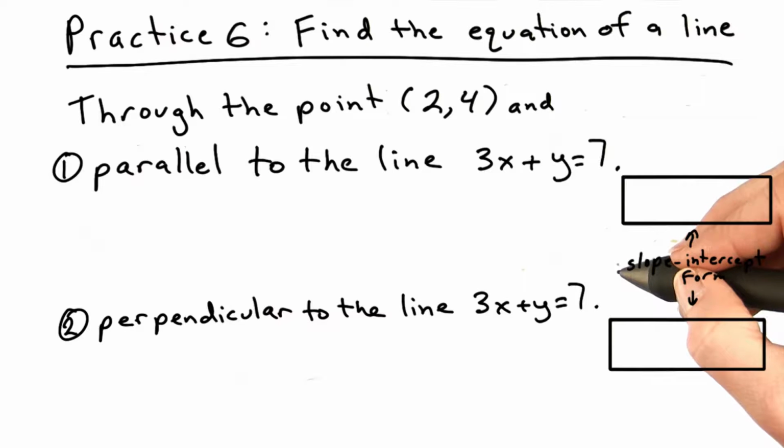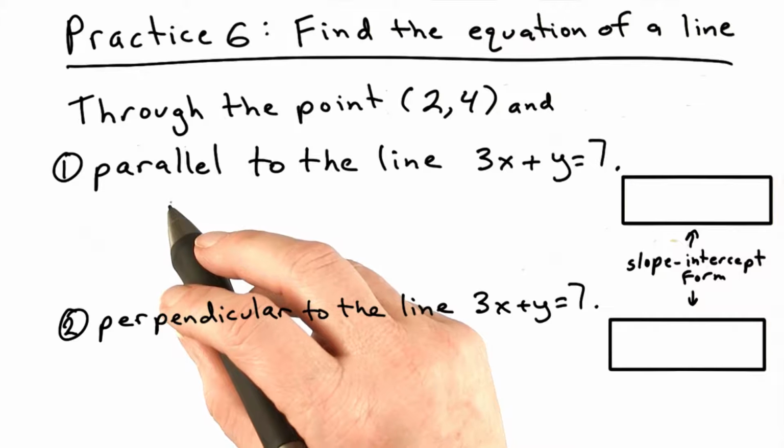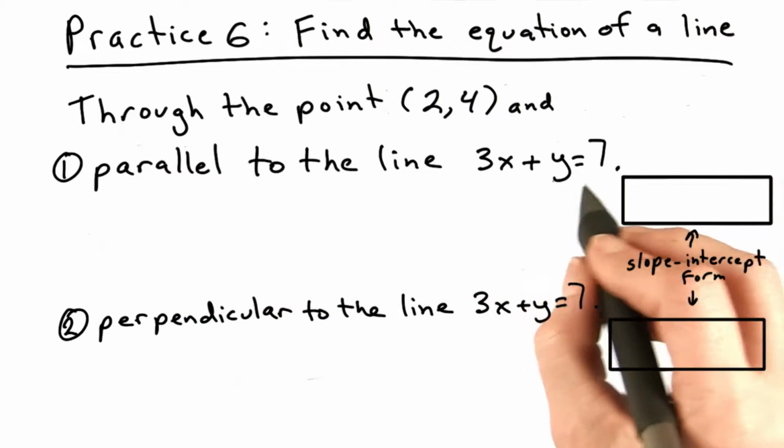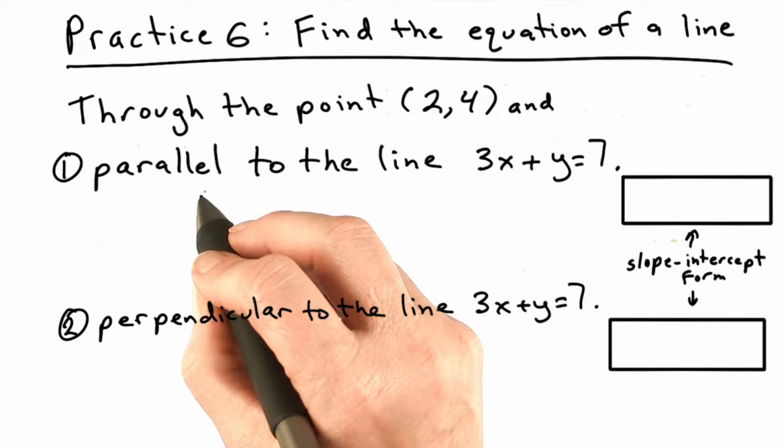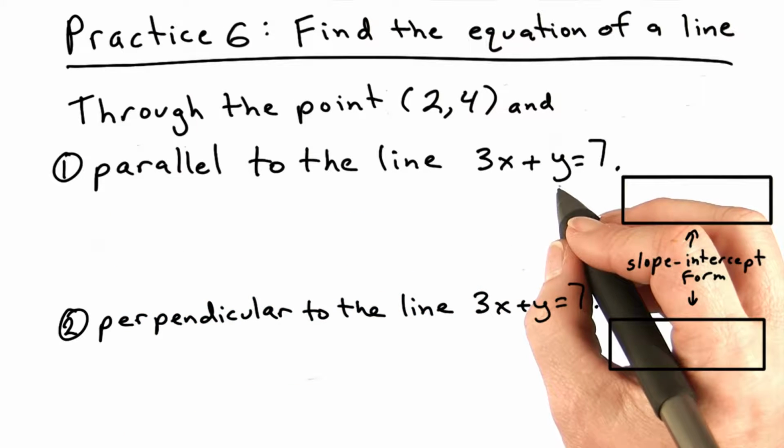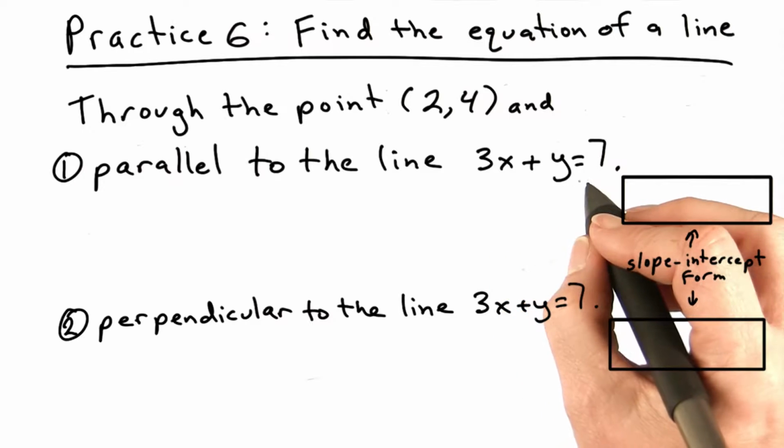These last two practice problems bring together a lot of what we learned in Unit 3. To start the first problem, we have to know the slope of the given line and then find the slope of a line that is parallel to that line. So let's find the slope of the line 3x plus y equals 7.